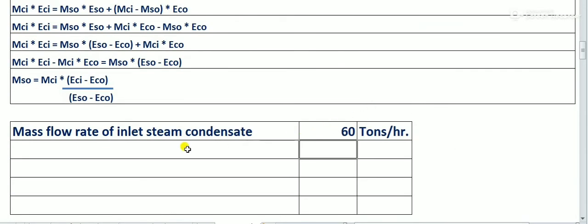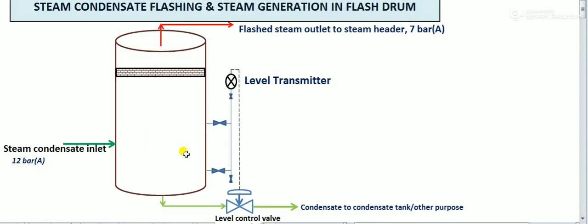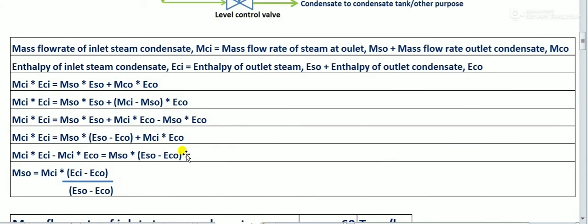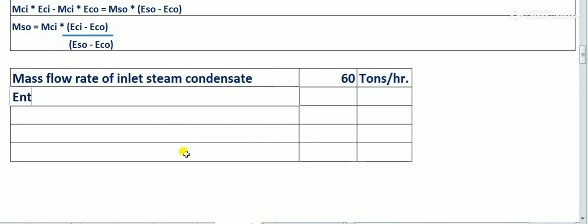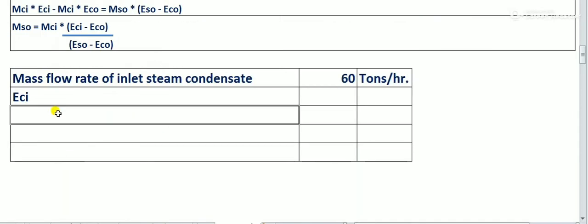And then the enthalpy, what do we know? Nothing we know, right? Then the enthalpy of steam condensate at the inlet, we want to calculate. Then what are required are the enthalpy of steam condensate at outlet and the enthalpy of steam at outlet. So we'll go for the steam table.